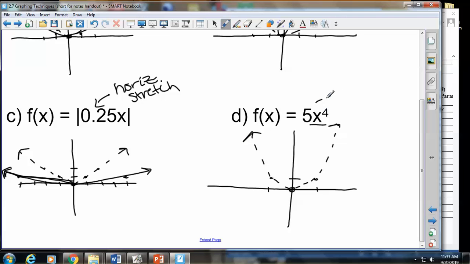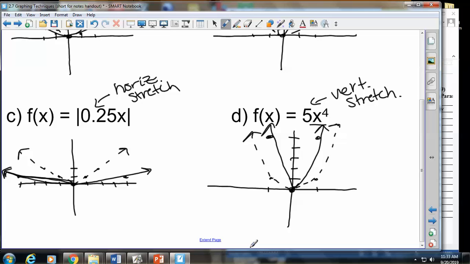Okay, what's that 5 going to do? Vertical stretch. So it's just like taking each of your y's times 5. So 0 times 5 doesn't go anywhere. This is the y value of 1 times 5 is 5. So we get this skinnier parabola. Alright. Are we okay with that stuff?